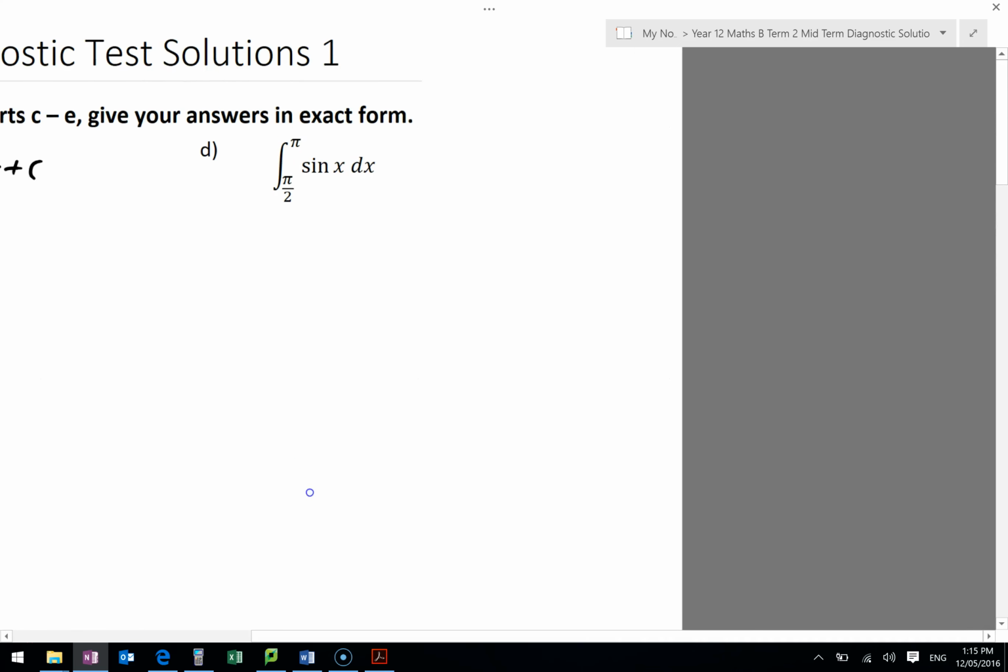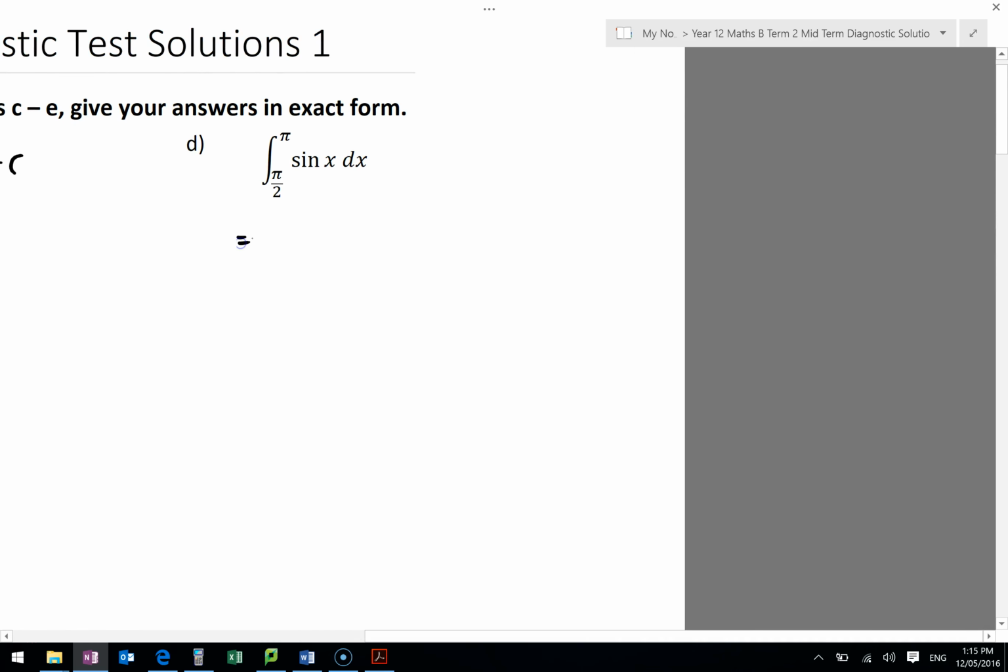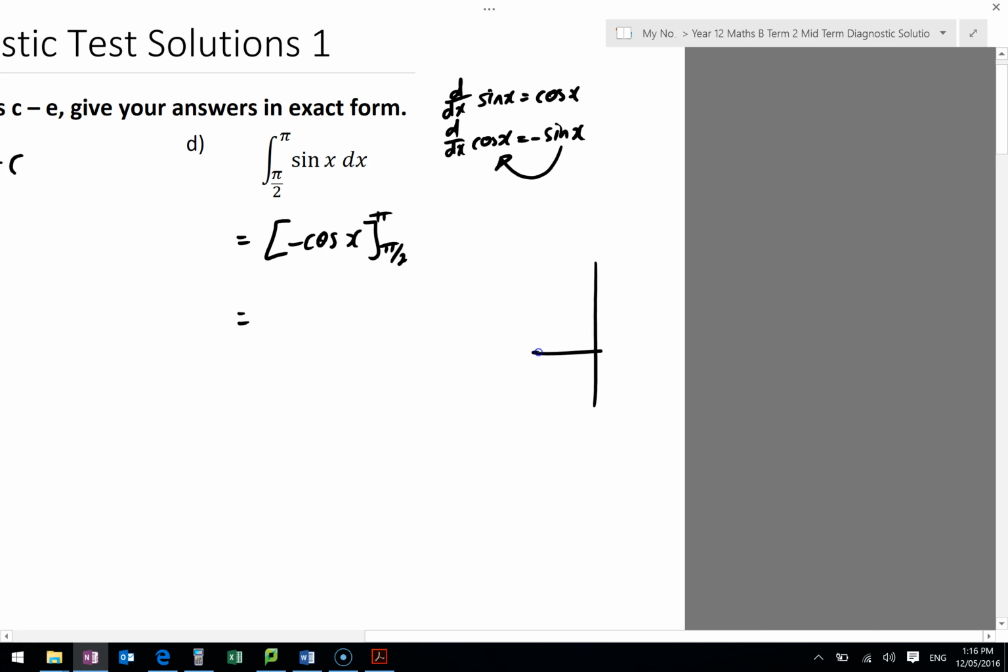Okay, last 2. Okay, integrating sine, so I know that when I differentiate sine, I get cos. When I differentiate cos, I get negative sine. So if I'm trying to integrate from sine to cos, I've got that negative sign there. So I know that the integral of sine is going to be negative cosine of x between pi on 2 and pi. Should be able to do this with exact values.